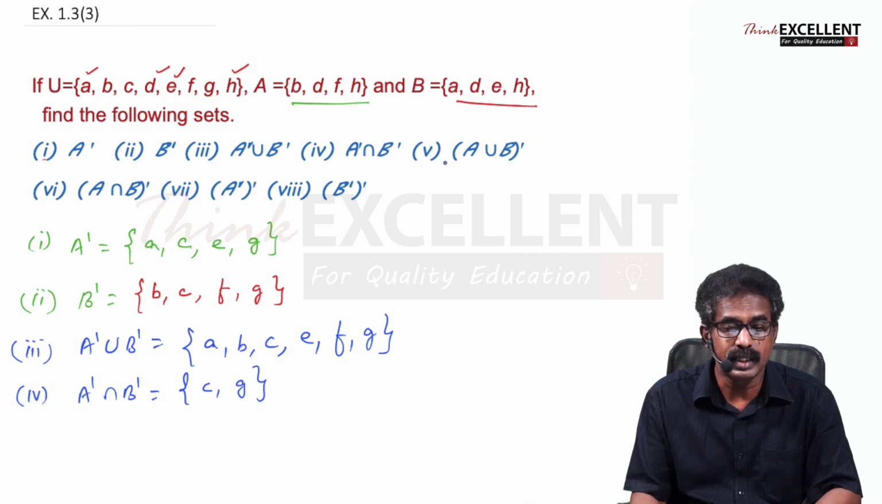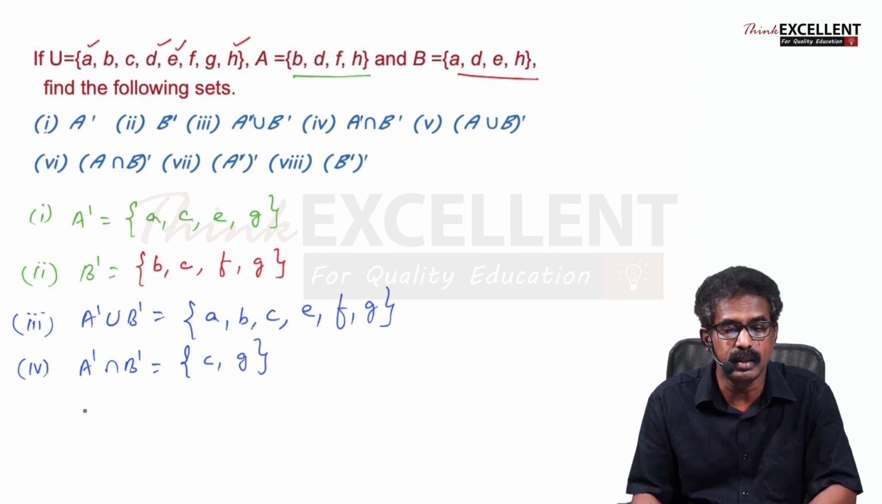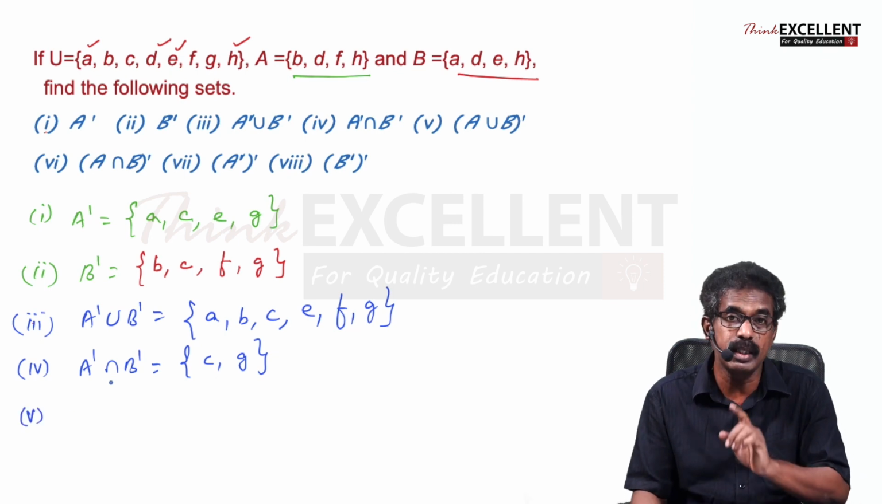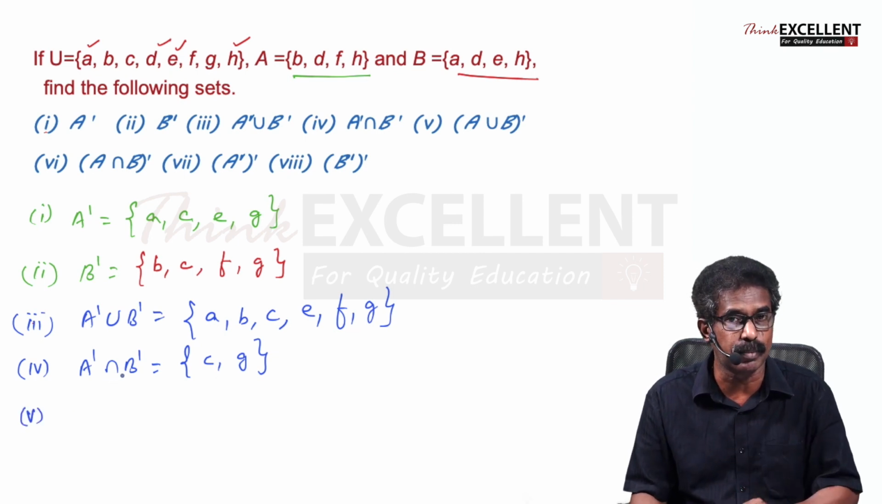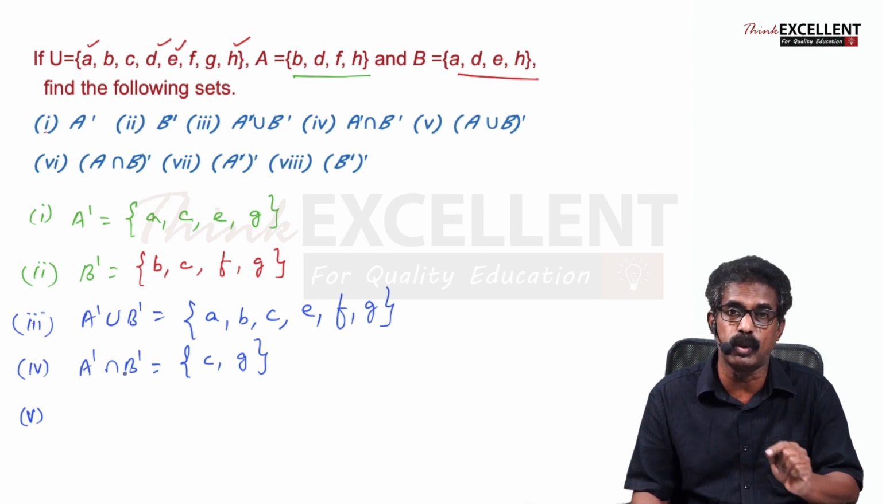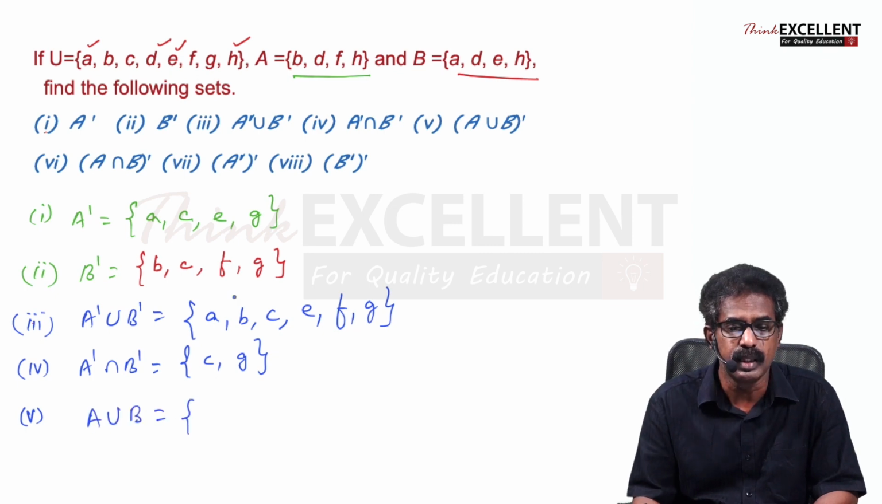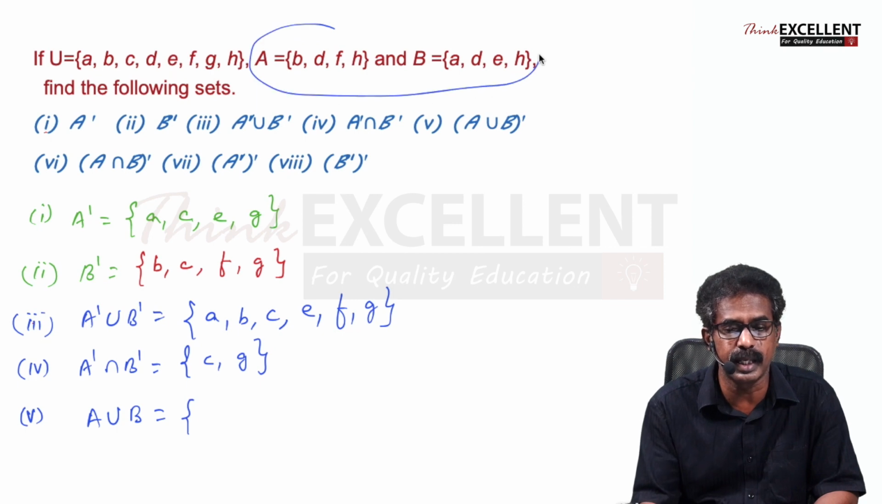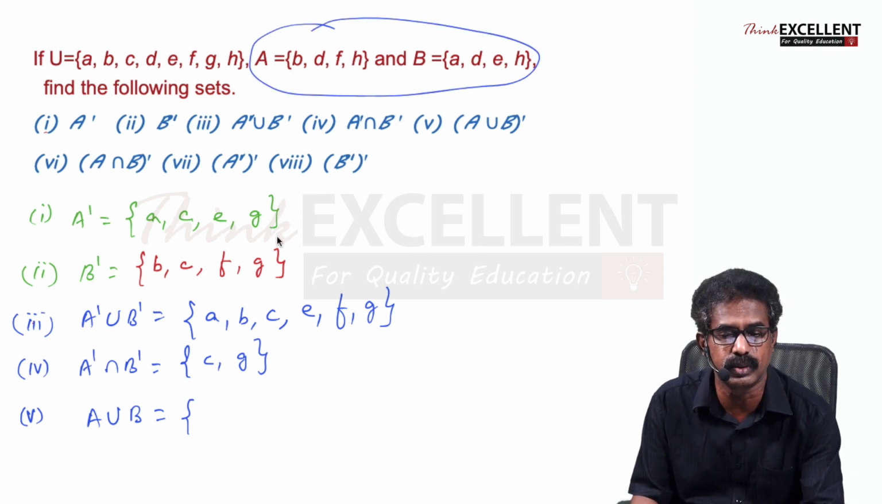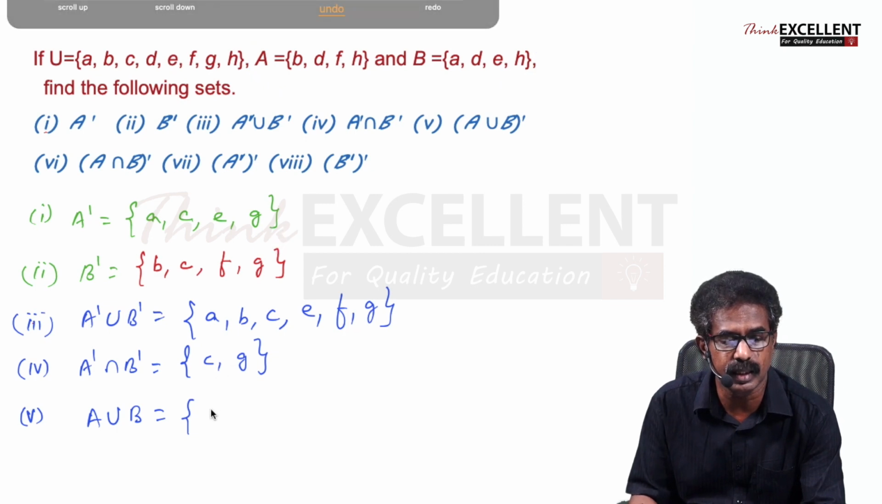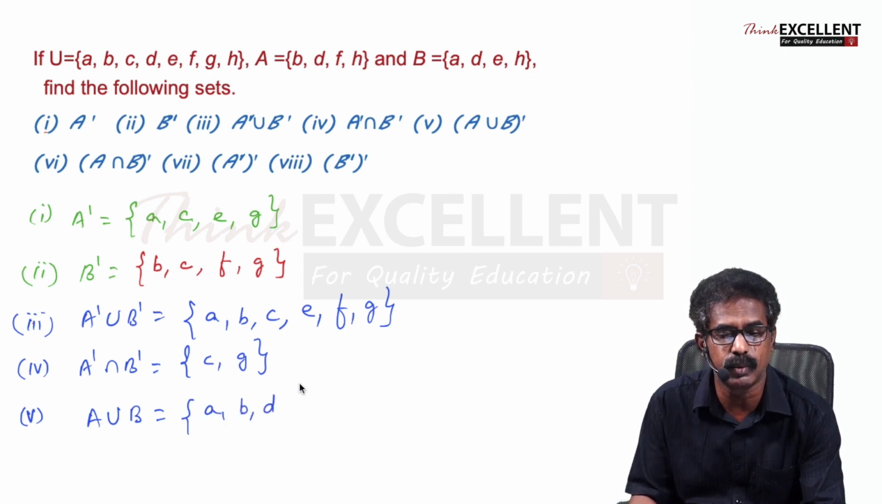Then what else they asked? A union B the whole dash. The fifth subdivision is A union B the whole dash. Don't try to do it in a single step. Sometimes you may make a mistake. To find A union B the whole dash, first you find A union B. Let us find A union B. Everything together you write. So A is here, B is here. Write all the elements: A, B, D, E, F, H. So this is A union B.